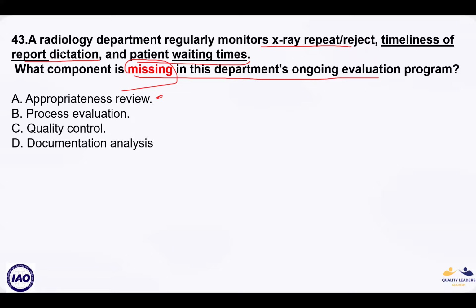They are doing the timeliness as well as waiting time. So process evaluation is being done. So this is not the right one. Quality control, yes, they're monitoring X-ray repeat or reject rates, right? So quality control is also taken care of. Documentation analysis is partly captured in report dictation. Okay, document analysis is being done in a way. So this is not a major gap. So this is also not the right answer.